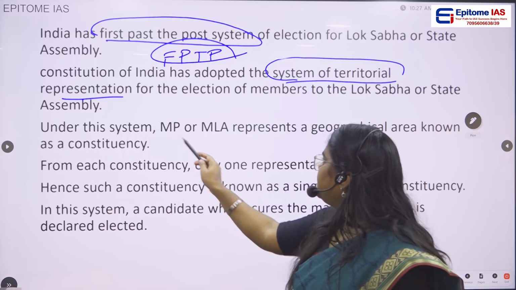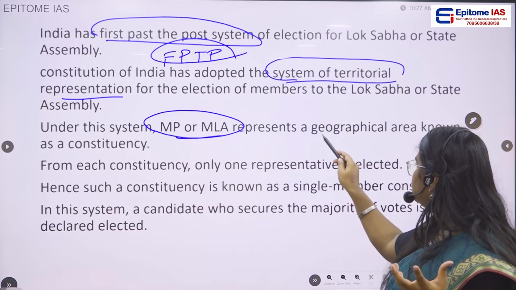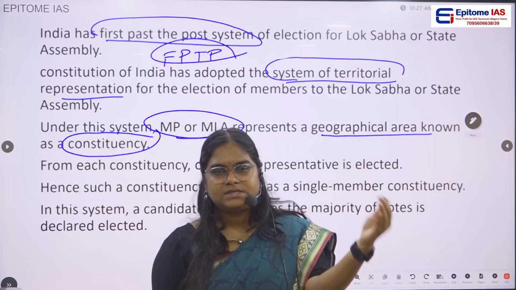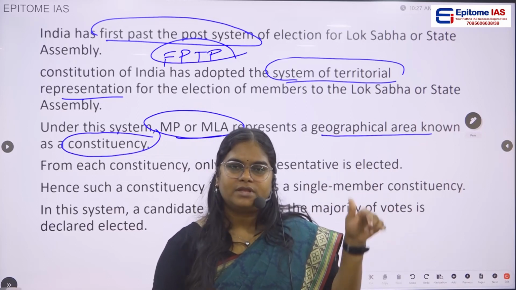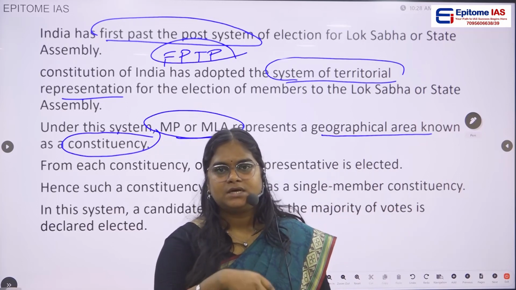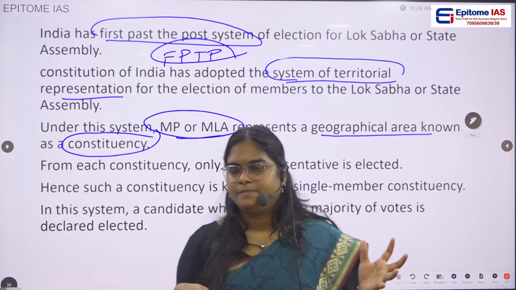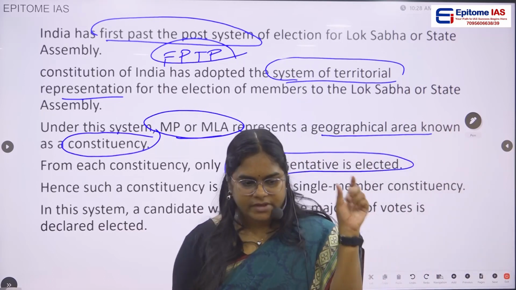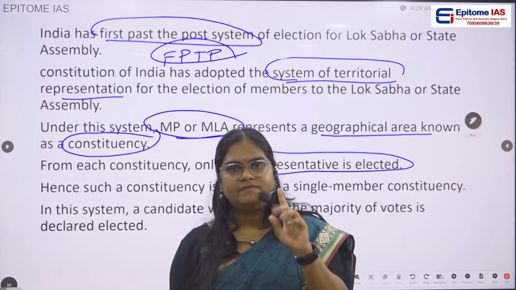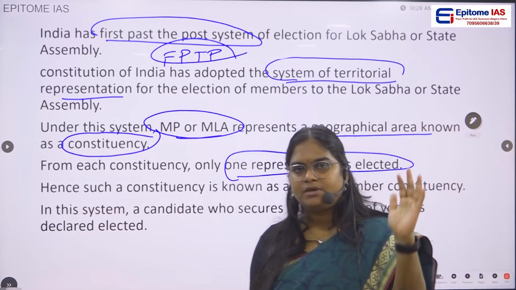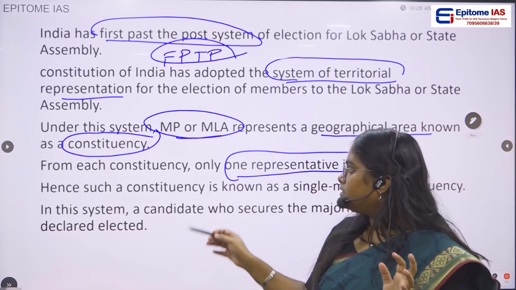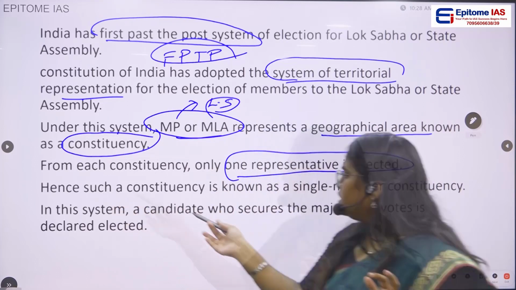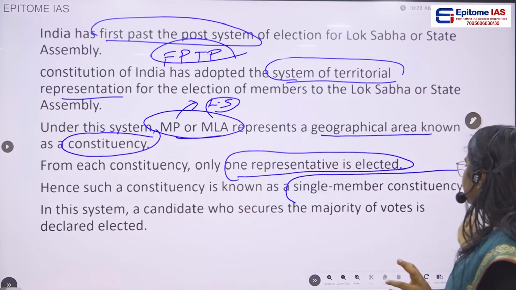Under this system, an MP or MLA represents a geographical area known as a constituency. A particular geographical area is represented by that particular MP or MLA. So this is technically the representation of that particular territory. From each constituency, only one representative is elected. So in every constituency they elect only one member, in the case of an MP or an MLA. We are talking about the MPs, that is the Lok Sabha, not the Rajya Sabha. Hence such a constituency is known as a single member constituency.